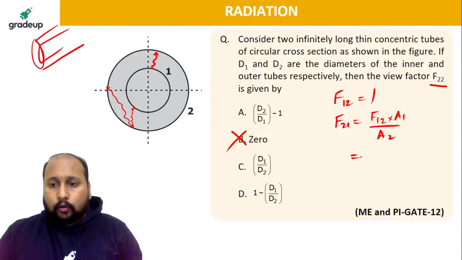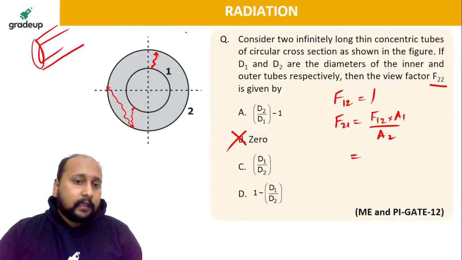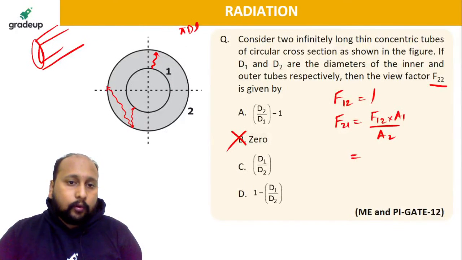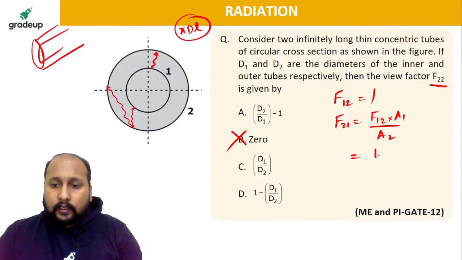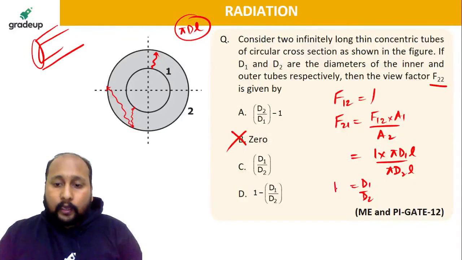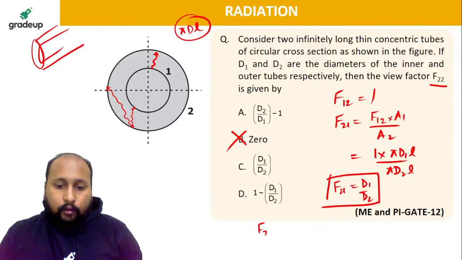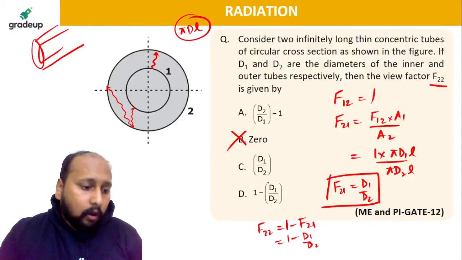Very good. So what will be this? This is your cylinder. The surface area will be pi d into L. So this is pi d1 into L divided by pi d2 into L. So this is d1 by d2, but we have to calculate F22, this is F21. So F22 will be equal to 1 minus F21. So this is 1 minus D1 by D2. The correct answer is, all of you are correct.